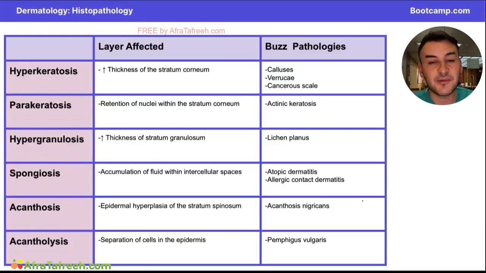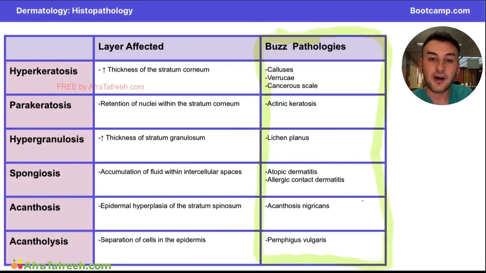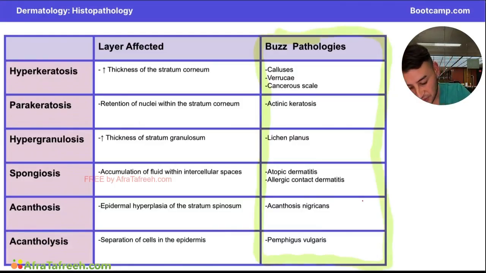Here's a table summarizing all the histopathological changes we talked about today. I want you guys to pay careful attention to all the buzz pathologies associated with each cellular change. I also want you guys to be aware of the great mimic, which is psoriasis. It can present as hyperkeratosis, parakeratosis, or as acanthosis. So it's really important to be aware of each of those changes associated with psoriasis.